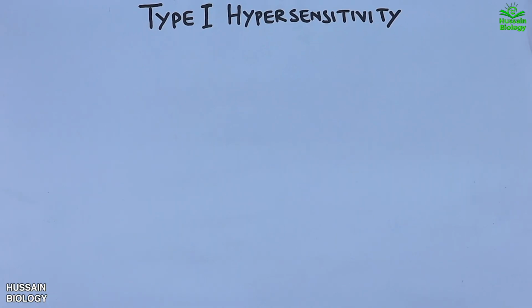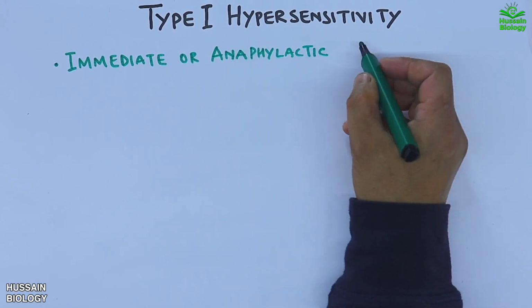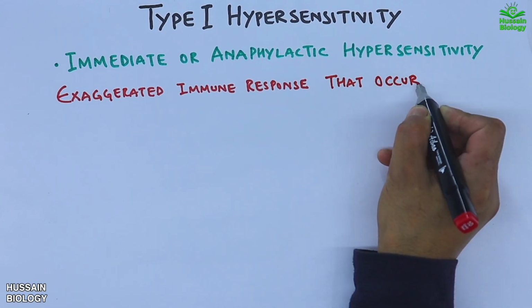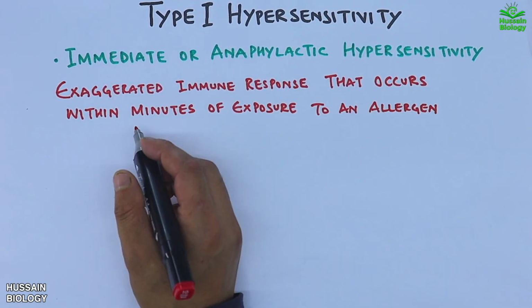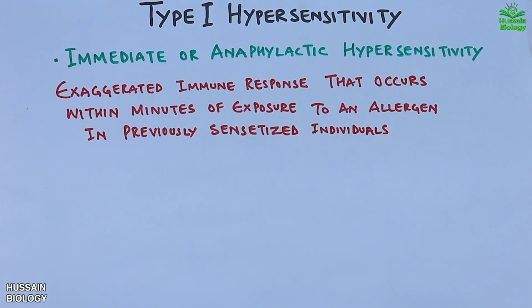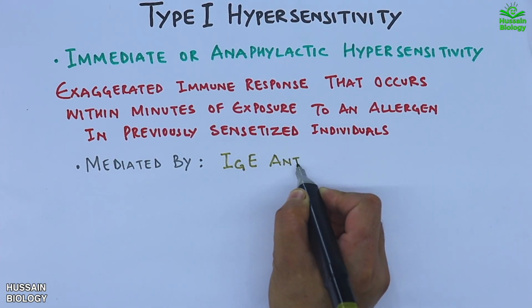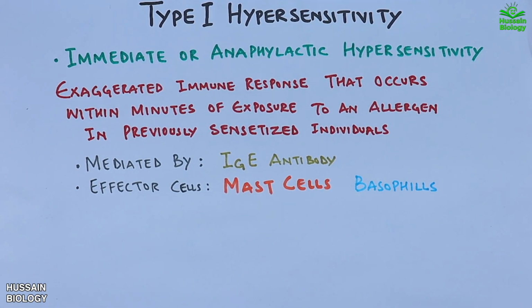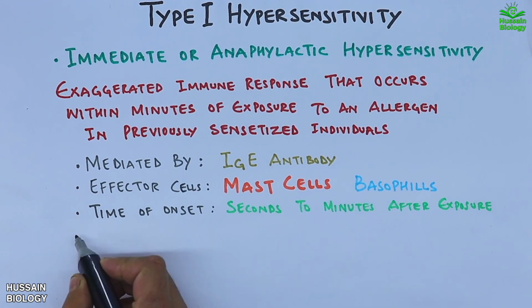Hypersensitivity type 1, aka immediate or anaphylactic hypersensitivity, is an exaggerated immune response that occurs within minutes of exposure to an allergen, but only in individuals who have been previously sensitized. That means the person's immune system has already encountered that allergen before and produced antibodies against it. This type of hypersensitivity is mediated by IgE antibodies. The main effector cells involved are mast cells and basophils, and the onset of reaction is very fast, usually within seconds to minutes after exposure.